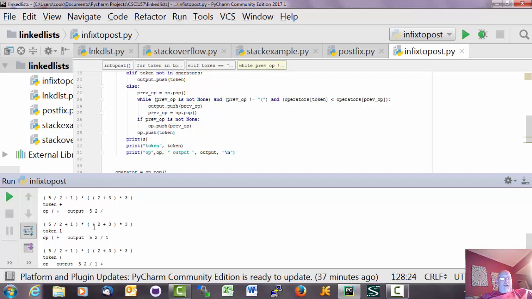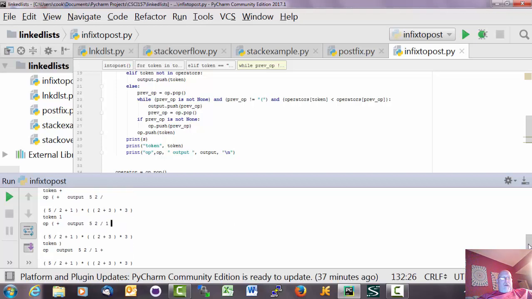Alright, so now we're at the 1. That goes on the output stack. It's a number. Then we're going to get a right parentheses. And the right parentheses, remember, is going to start popping stuff off from the operator stack until we get to the left parentheses. So it's going to pop the plus sign off and put that on the output stack.